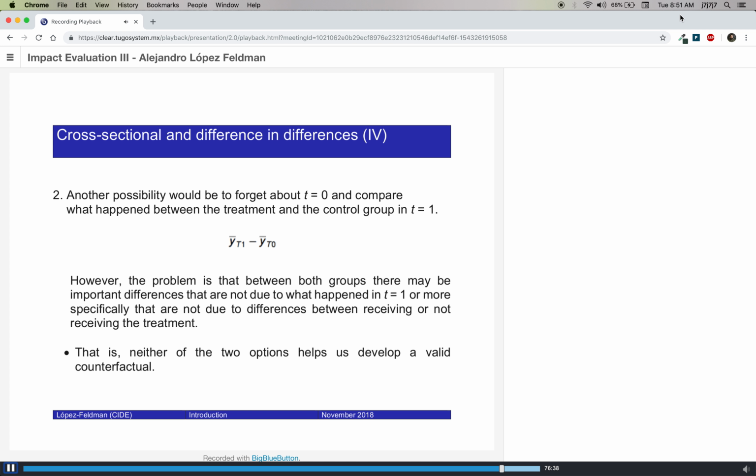So the problem here, we have already talked about this specific case. And between these two groups, there can be some differences due to other things. Not only due to a program, but other differences that already existed between both groups. And this is the example that I previously explained in the previous session, or in the first session, I do not remember. This was the difference between schools with textbooks and schools without textbooks. So here we would be analyzing performance in schools with textbooks and without textbooks. So this difference is not only due to textbooks, of course.